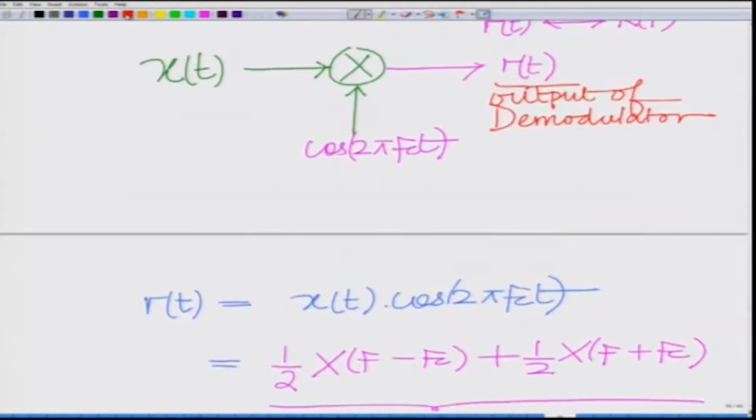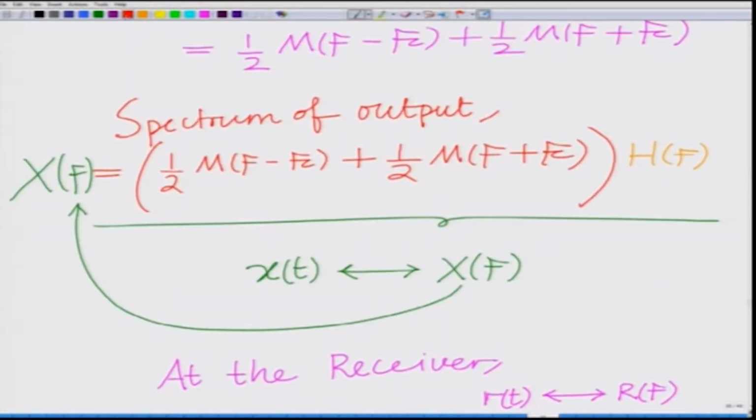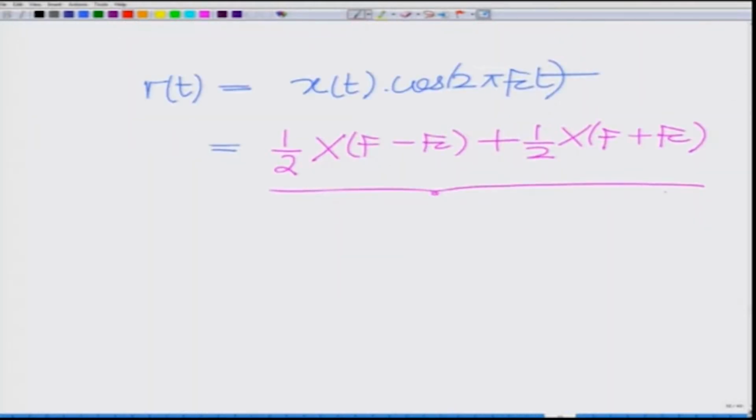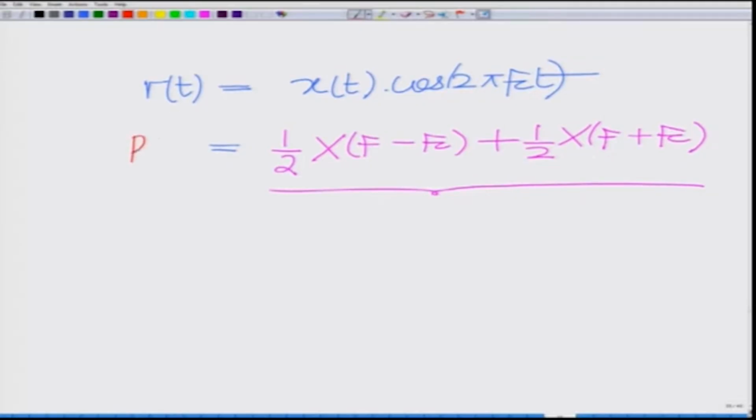So if we call this equation 1, this is the spectrum of the output, that is XF. Now what we are going to do is substitute for XF. Equation 1 tells us that XF is half MF minus FC plus half MF plus FC into HF. Substitute that spectrum expression for XF in the expression for the spectrum RF, which is the spectrum of the output.